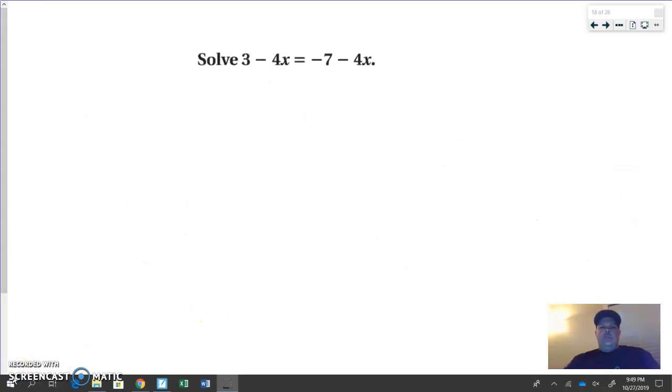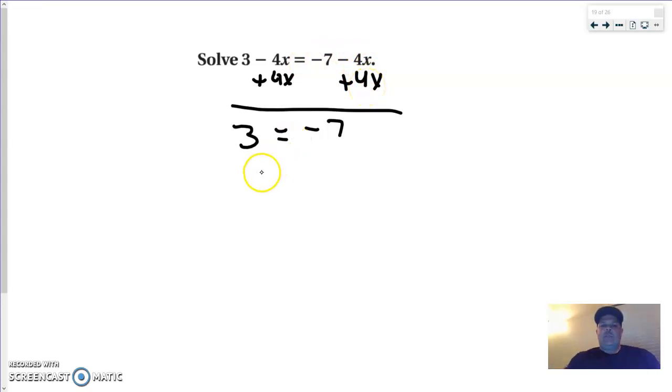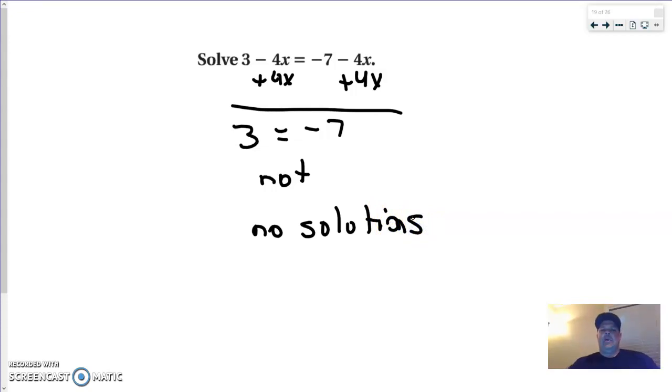There are a couple of other problems that we will be working on today. And in this case, we want all the variables on one side, so I am going to add 4x to both sides. And what I get is 3 equals negative 7, because this is 0 and this is 0. Since 3 does not equal negative 7, then there are no solutions. In this case, there is not a number x that would make this a true statement. Since this does not equal, there is no solution.